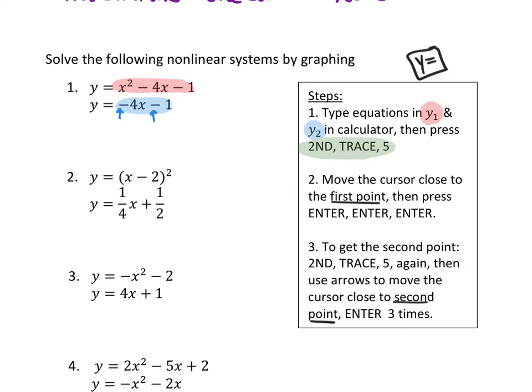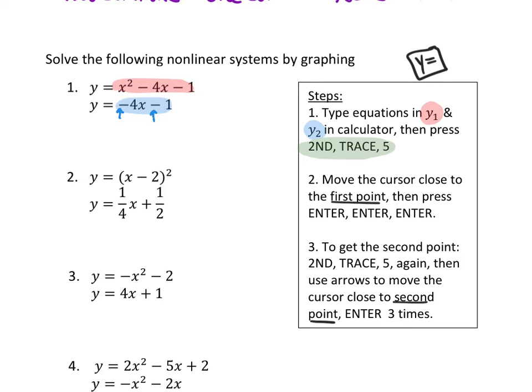So we've got it typed in. After we do that, we're going to press second, which is the blue button, then the button called trace that's up here in the gray buttons. It's your calculate screen. The fifth option says intersect, because we are looking to see where these two lines intersect. So you select option 5, and then we follow the instructions on the screen.